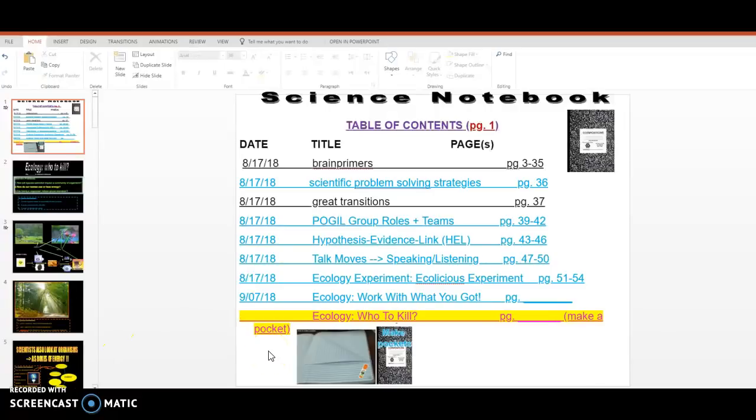All right, so our new chapter is on whichever date you find yourself adding this. Our new chapter, of course, is titled Ecology, Who to Kill, and you need to have that in your table of contents, and the page number depends on where you're at in your notebook. So I can't tell you what page number to put this new chapter. Just know that the chapter's title is Ecology, Who to Kill. And we also need to dedicate the first 2 sheets of paper to making a pocket. And you remember we make pockets like this, but we need to make one for this chapter because we'll probably put some notes in that pocket or maybe some worksheets, okay? All right, let's move forward.